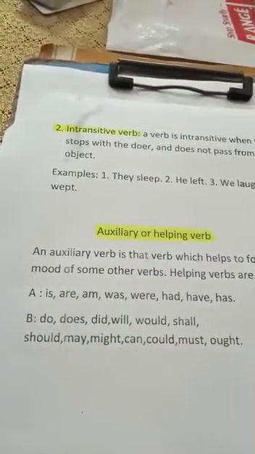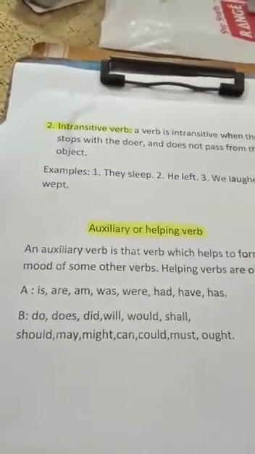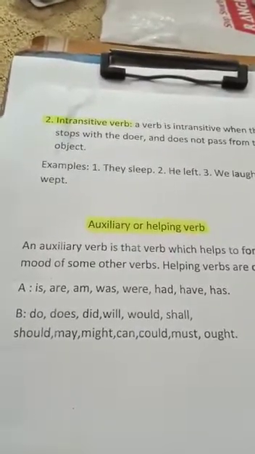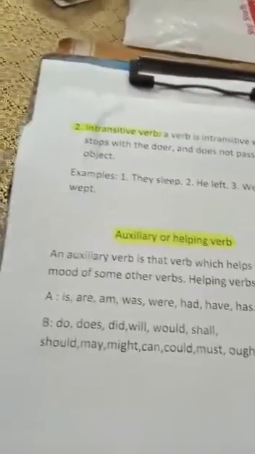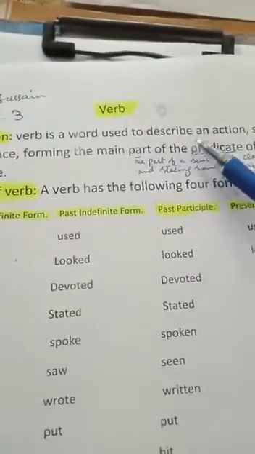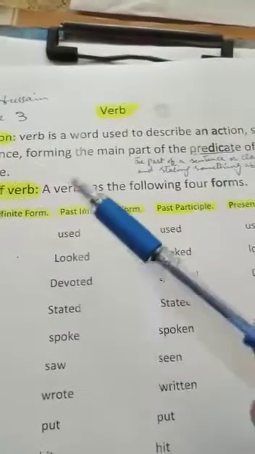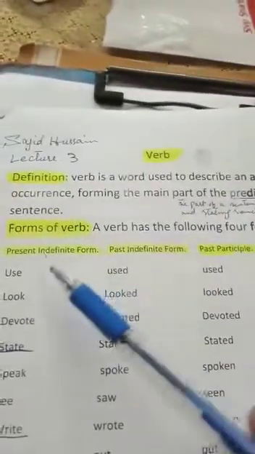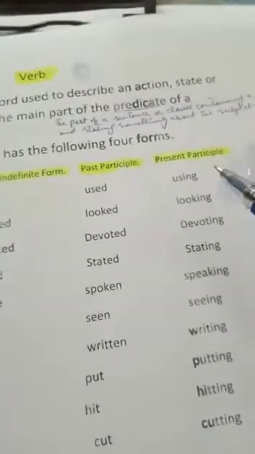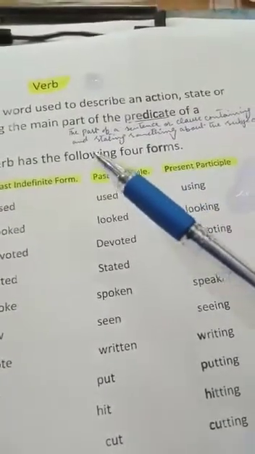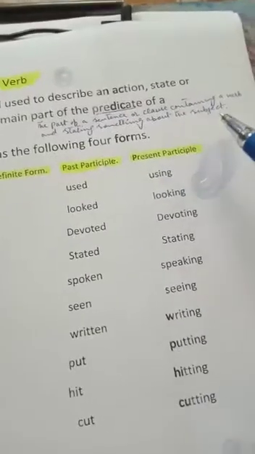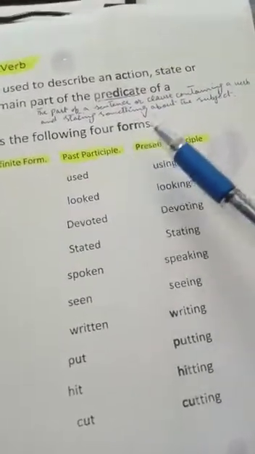If you feel necessary, I might recollect the points I have detailed in my lecture. First, we defined verb. Verb is a word used to describe an action, state, or occurrence. Second, it forms the main part of the predicate of a sentence. Thirdly, predicate is the part of a sentence or clause containing a verb and stating something about the subject.